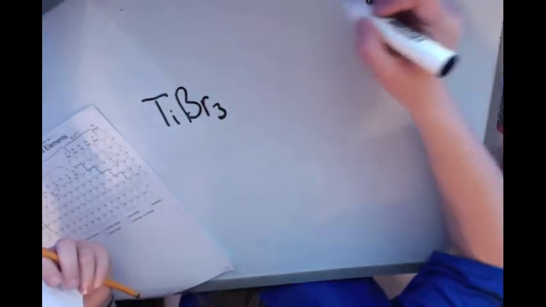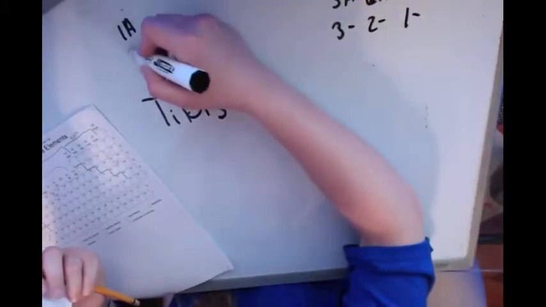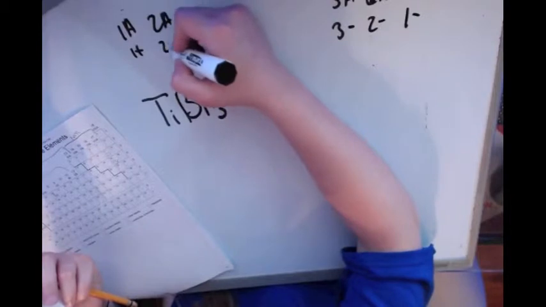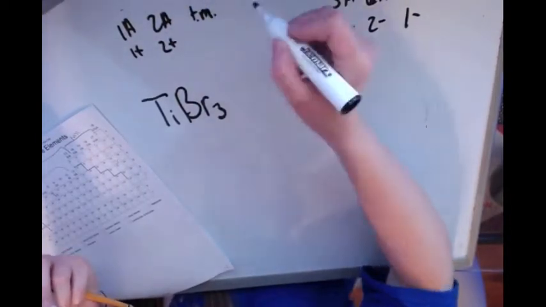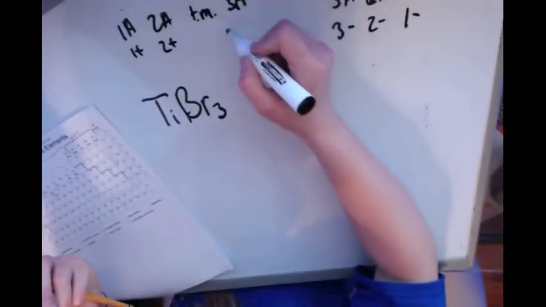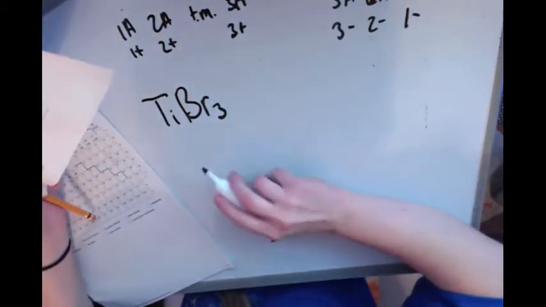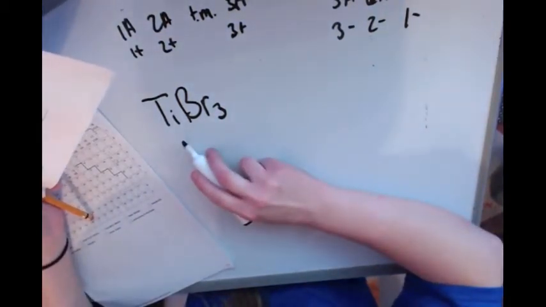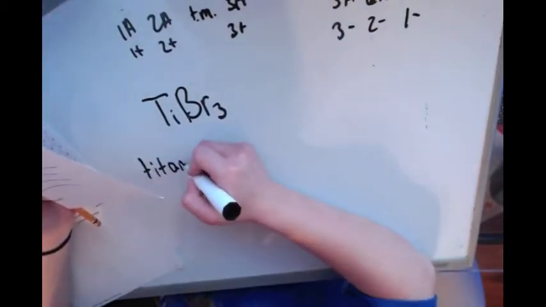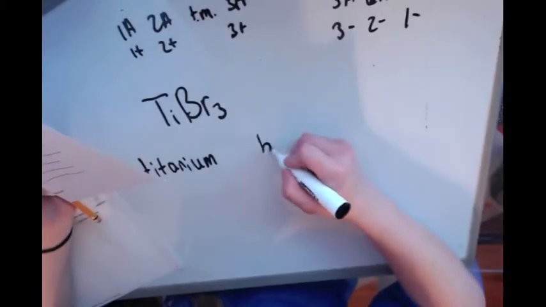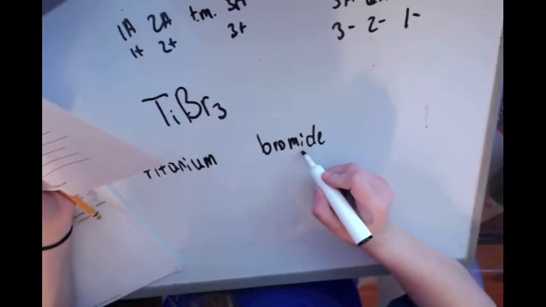6A, 2 minus, 5A, 3 minus, 1A, 1 plus, 2A, 2 plus, transition metals, and then 3A is 3 plus. Right? Well, titanium is a transition metal. We can go ahead and write the name as this, titanium bromide. Remember, the anion always turns into ide.